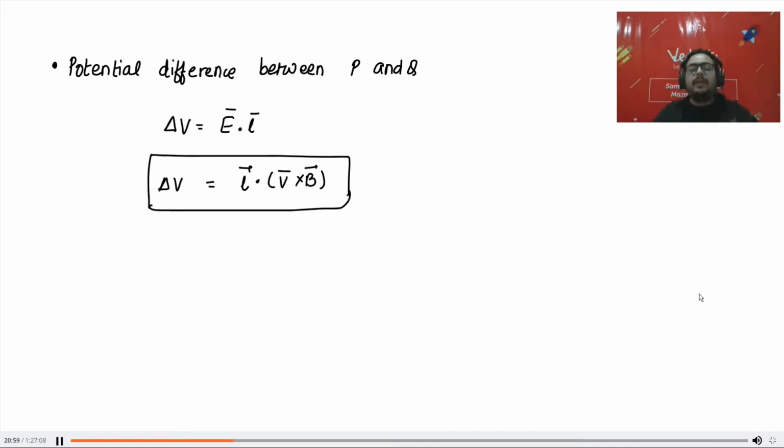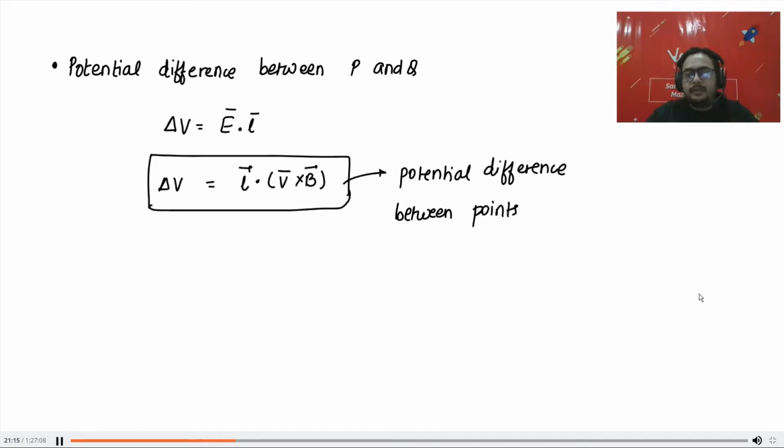So the formula that you get is L dot V cross B. This is the potential difference between points P and Q. Potential difference between points P and Q. Very good, Harsh. P and Q. Great, Krishna.